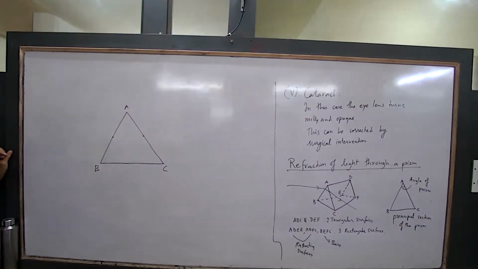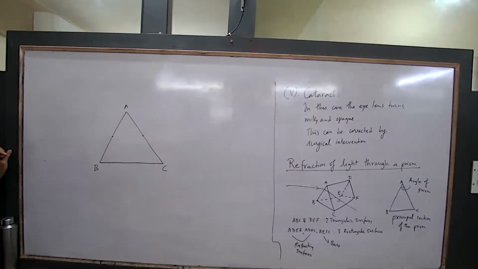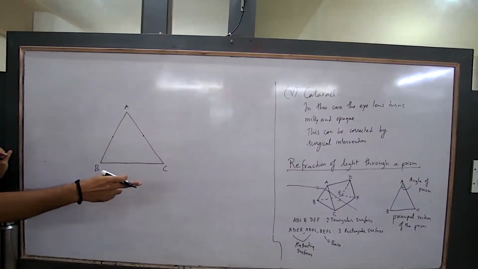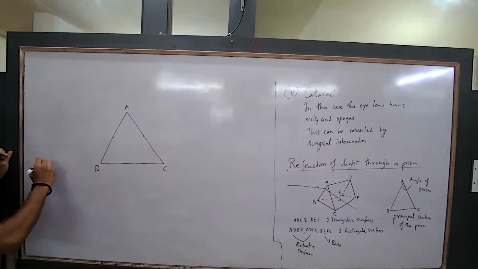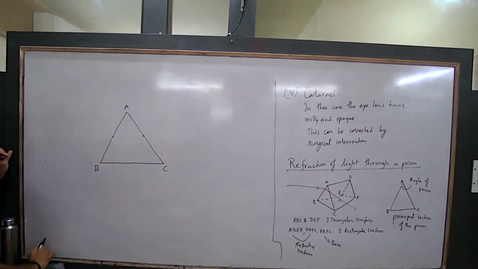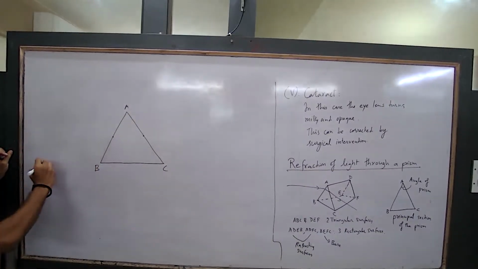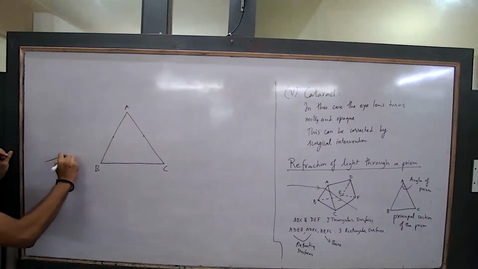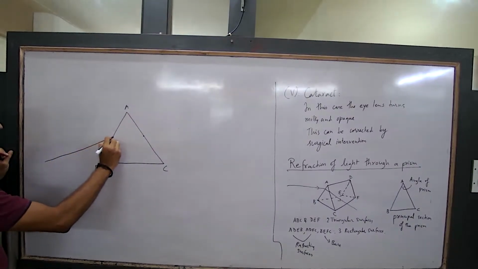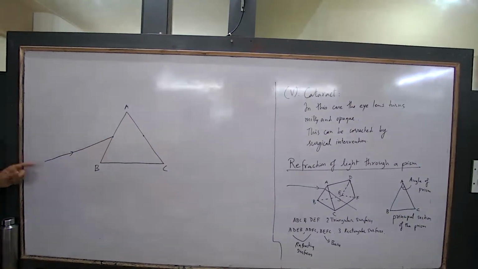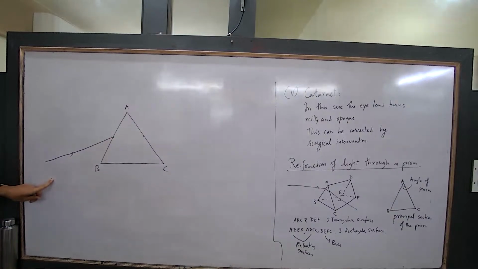We don't have to draw the prism here. That is just to explain. Now you join these two dots. Okay, so what is this ray? This is called the incident ray.